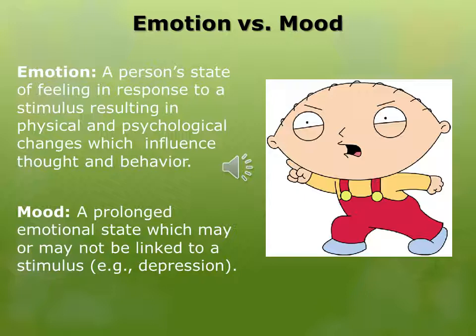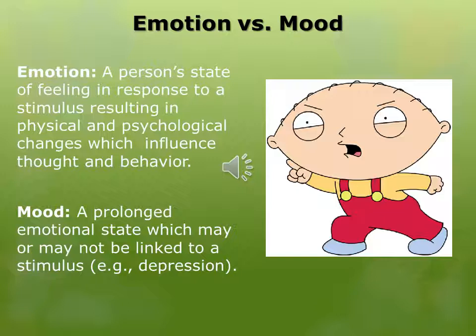Emotion is a person's state of feeling in response to a stimulus, resulting in physical and psychological changes which influence thought and behavior. So an emotion is generated by something. It may even be a perception of something which causes a heightened sense of arousal of some sort, and ultimately will influence thought and behavior. So Stewie here is angry. He appears to be about to yell, and he's pointing, and he's in a posture which indicates that he's about to become aggressive. And you better watch out for Stewie.